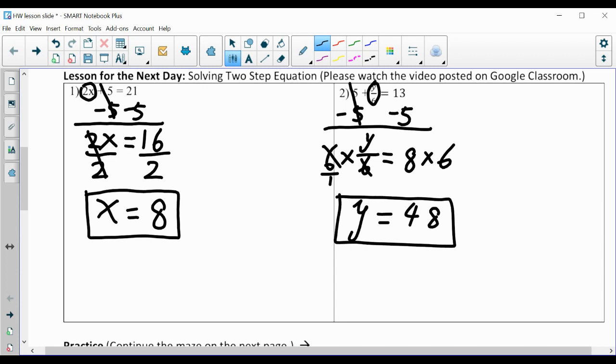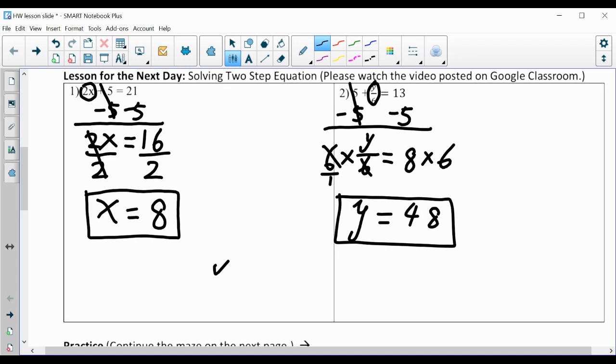Okay, and then once again, you can check it, plug the answer in to check it. So let's try number 1. 2 times x, which is 2 times 8, which is 16, plus 5 is 21. Yes, we got 21, so it's correct. If you want to check.